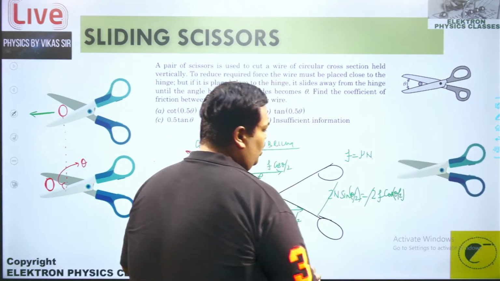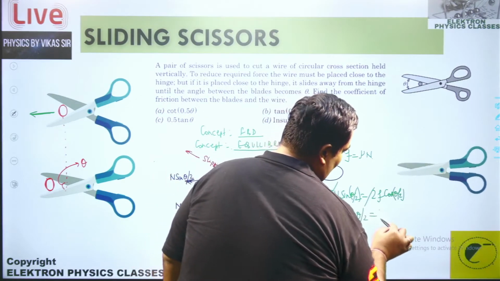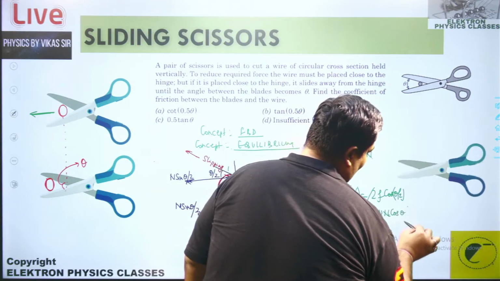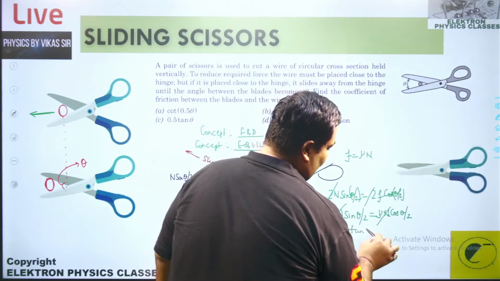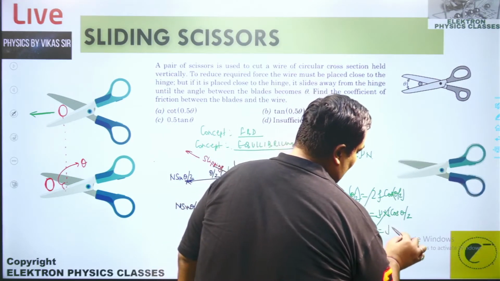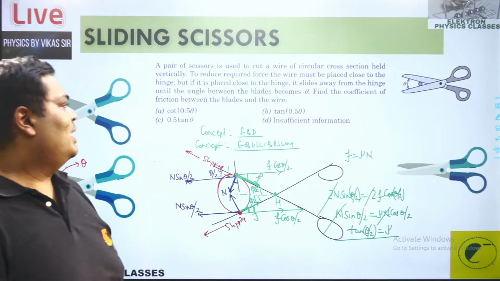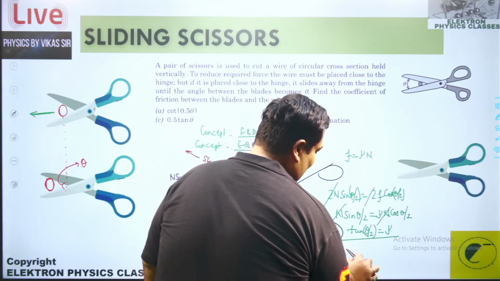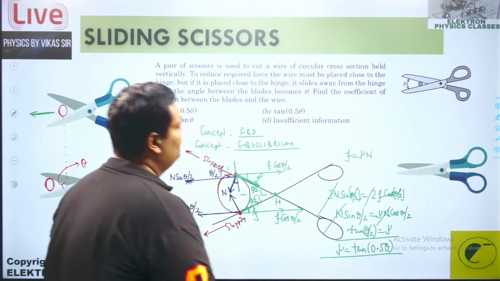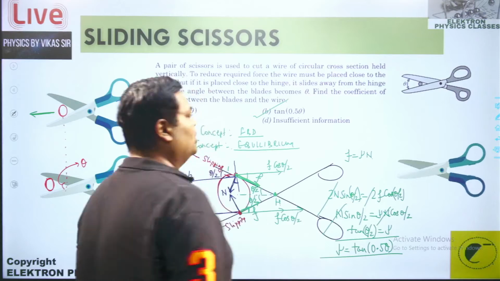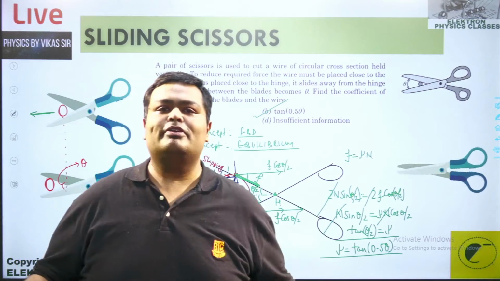So it almost solves the problem. That's N sine theta by 2 equal to mu N cos of theta by 2, where the N gets cancelled out, and sine theta by 2 by cos theta by 2 becomes tan of theta by 2, and that becomes equal to mu. So does it fit the options? This can be written as mu equals tan of 0.5 theta. And that beautifully fits option B. So the question was solved, and not with much difficulty.